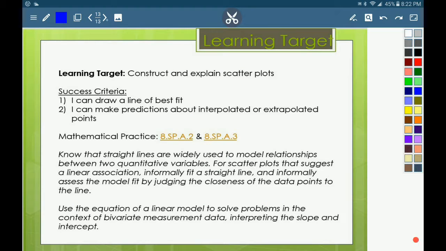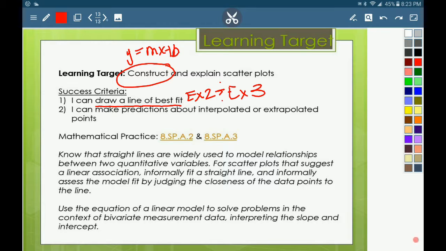So that was our last lesson on learning how to construct and explain scatter plots. Today we focused on the construction part of y equals mx plus b for these scatter plots. And to be successful, we did draw a line of best fit by estimating 2 points that would go through these data points as closely as possible with an even number of points above and below. That was both example 2 and example 3. And then we also made predictions about interpolated and extrapolated points. That was mostly example 3.